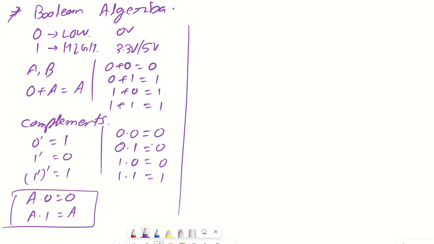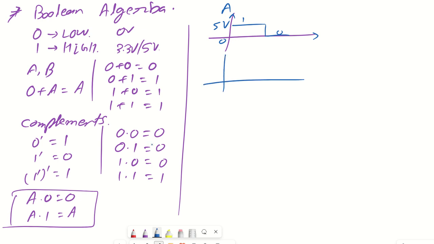Now if you talk about laws, a lot of laws are there. But before that, let us say we have the expression a, so we have a signal, let us say a, that can be considered as 1, or it is 5 volt. So 5 volt means it is considered as 1. Now if it is 0, then it will be considered as 0 volt. Okay, so this is how it is considered. If you have b, and let us say it is going downward, so it will be 0. So this is how b is considered as 0.